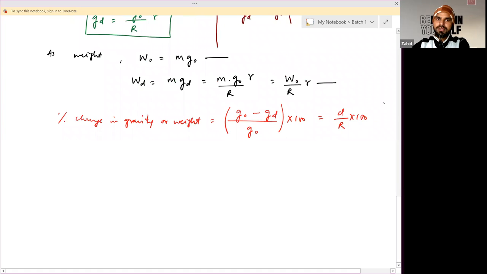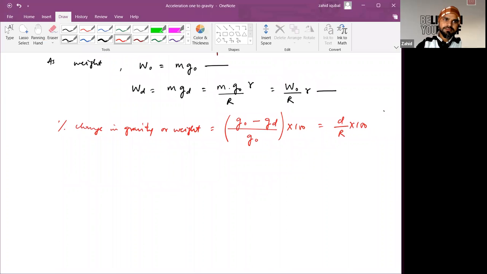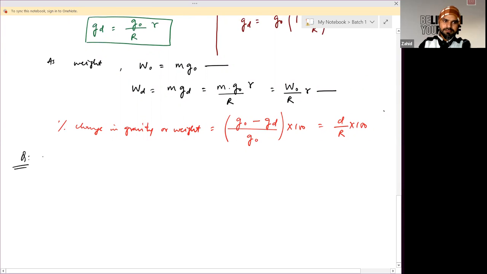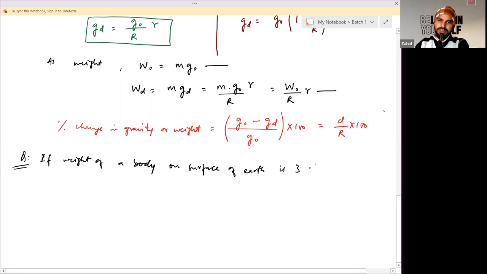Let me give a question related to this. If weight of a body on surface of Earth is 32 Newton, find its weight at depth of R/4 from surface.